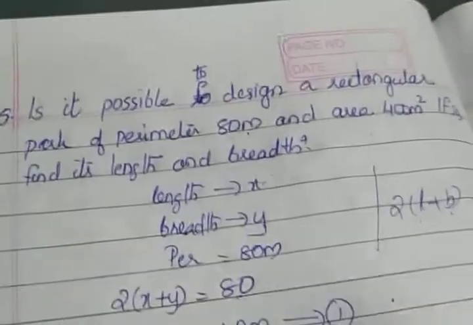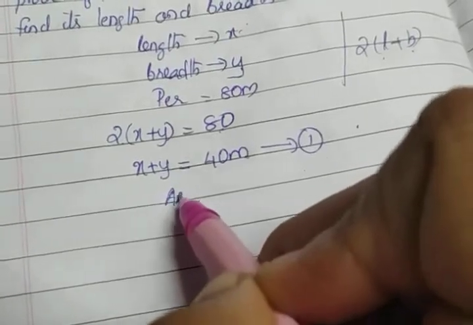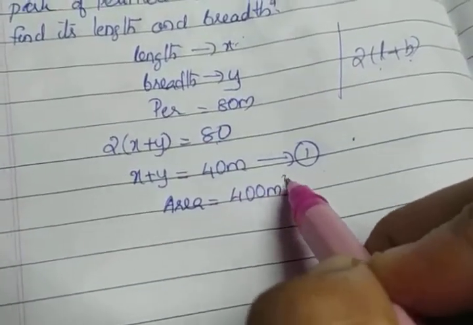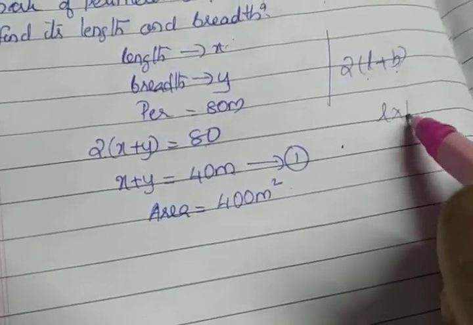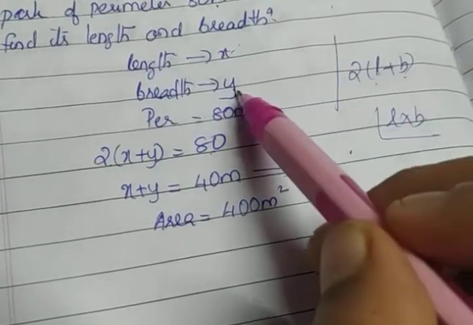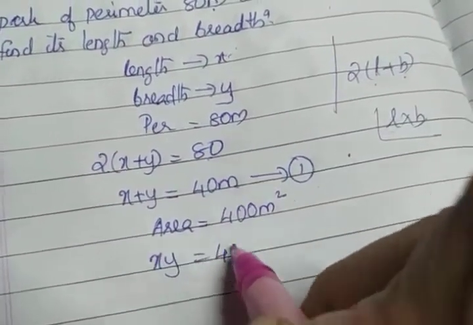Okay, what is the next clue given? Area is 400 meter square. What's the formula to find the area of a rectangle? Area is length into breadth, L into B. Here instead of L, we apply the variable x, and instead of B, the variable y. So x into y is equal to 400.